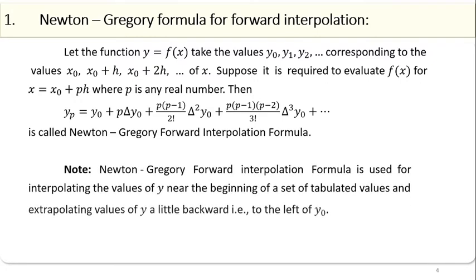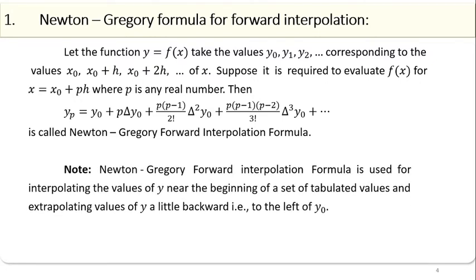Newton-Gregory forward interpolation formula is used for interpolating the values of y near the beginning of a set of tabulated values and extrapolating the values of y a little backward, that is to the left of y0. So it means that to interpolate the values of y near y0, we use Newton-Gregory formula for forward interpolation.